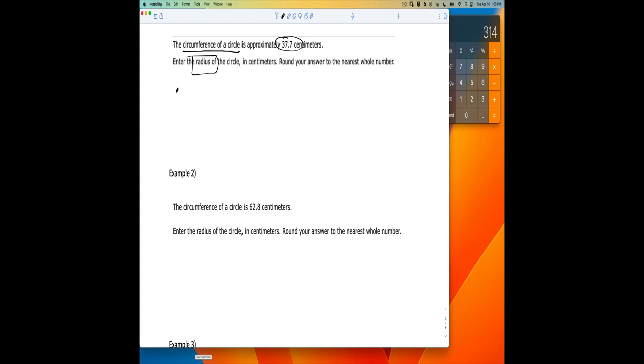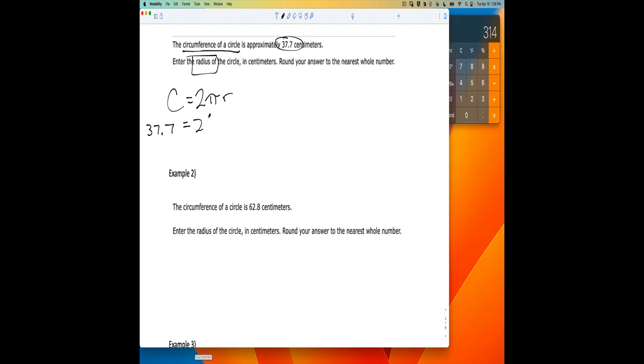We're going to write the equation that we have always written for the past 2 days. Circumference equals 2 pi r. And I'm going to look at this and ask, what does that number actually mean? 37.7 is what part of the circle? Is it the circumference or the radius, Kinley? Circumference. It is. So I'm going to drop the 37.7 underneath circumference.